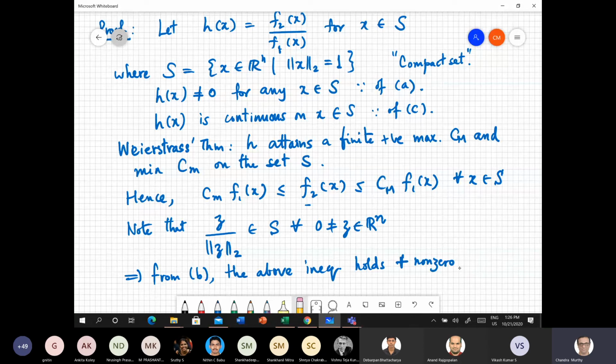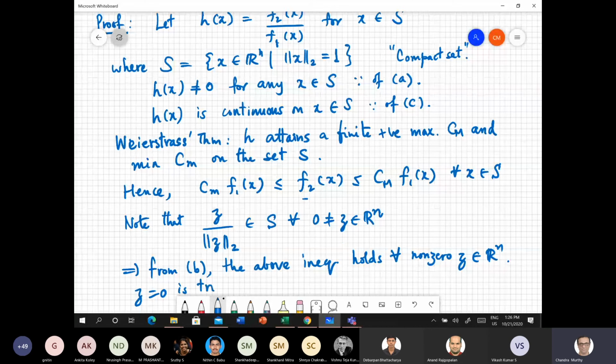But then if z equal to 0, the case is trivial, because this is 0 and this is 0, this is also 0, so it's already true. So that concludes this proof.